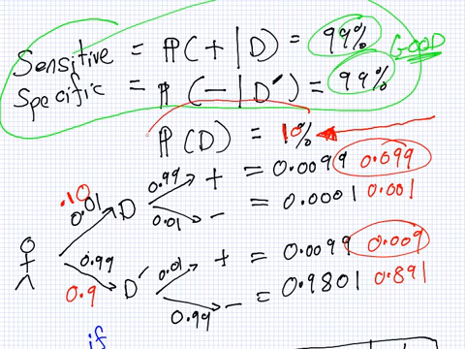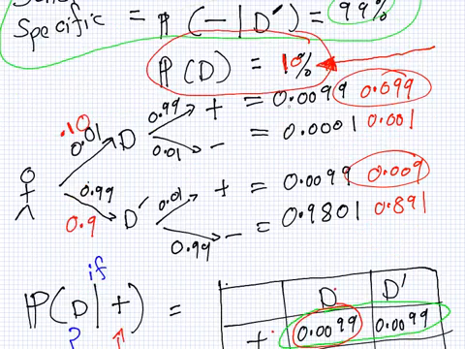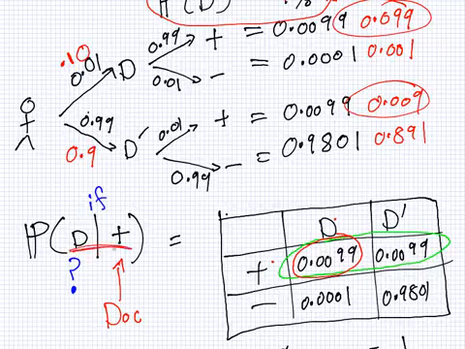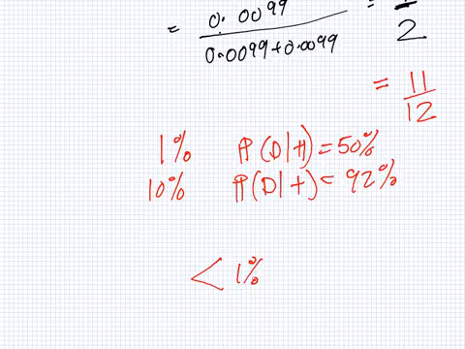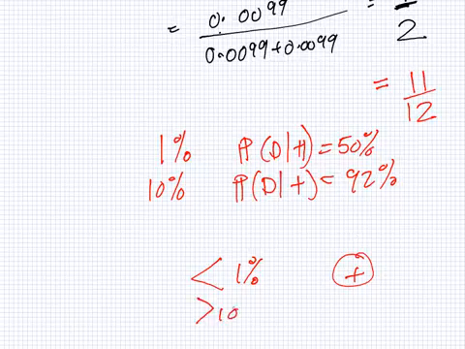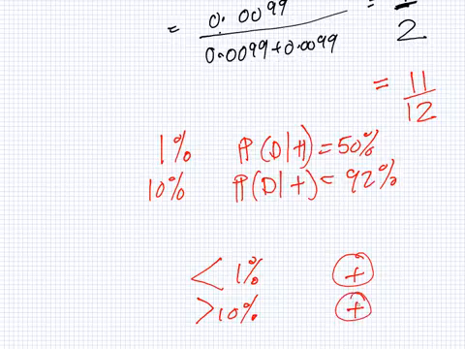This number here affects how you can interpret your test results. So the way I see it is, if less than 1% of people have the disease, if the test is positive, that almost means nothing. 50-50 chance that you're sick or not. But as soon as you have more than 10% of people with the disease, if you get a positive test result, it probably means you have the disease.